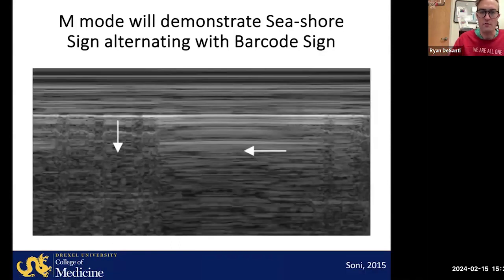In these cases, M-mode will demonstrate a seashore sign, which is alternating with barcode sign. And so again, you have non-mobile appearance of the chest wall all the way across. You have the seashore sign, which alternates with the barcode sign, and then seashore sign as the lung slides into and out of view.